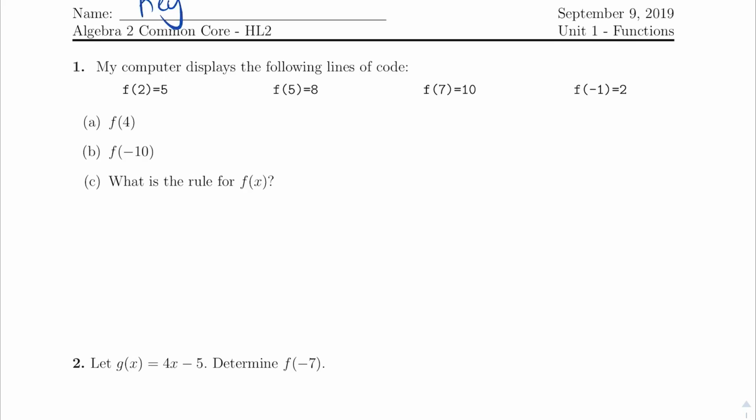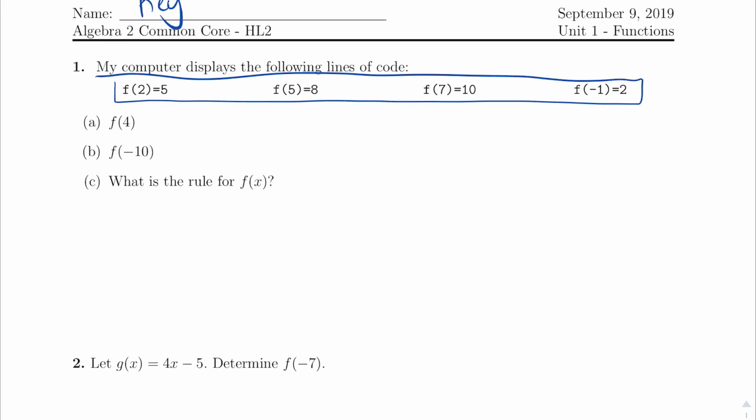So the computer displays the following lines of code, and we're given 4 example inputs and outputs for this function. And it looks like we need to find out what the pattern is here. So I hope you gave it a good shot on your own, but the pattern from 2 to 5, from 5 to 8, from 7 to 10, and -1 to 2, these are all off by I need to add 3. So it looks like if we input 4 into our function, the output will be adding 3, 7. If we input -10, the output will be adding 3, -7. And the rule for f of x is whatever the input was, add 3 to it.